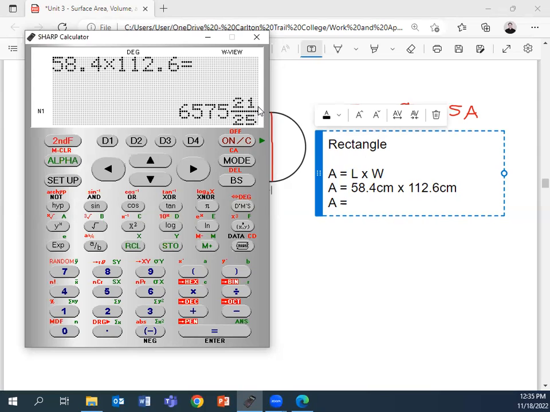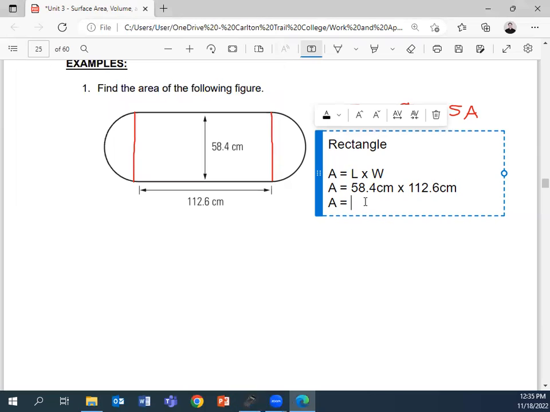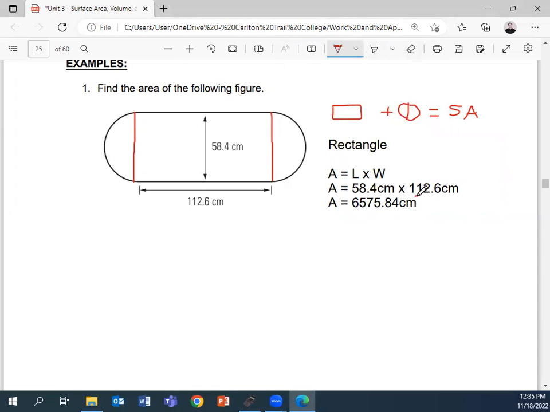Now technically fractions are a good thing, but sometimes you need the decimal. So you see this little button right here where my mouse is? The change button changes it from a mixed fraction to an improper one to a decimal. It's fancy, right? So my answer here is going to be 6,575.84 centimeters squared. Cool. I've got my lovely rectangle.